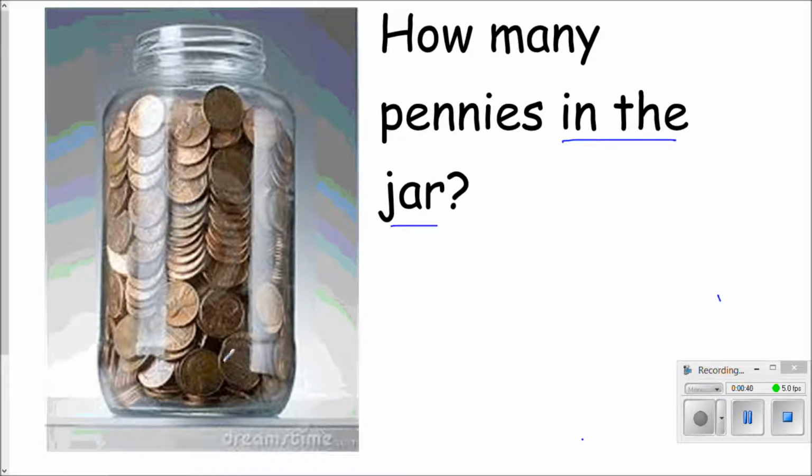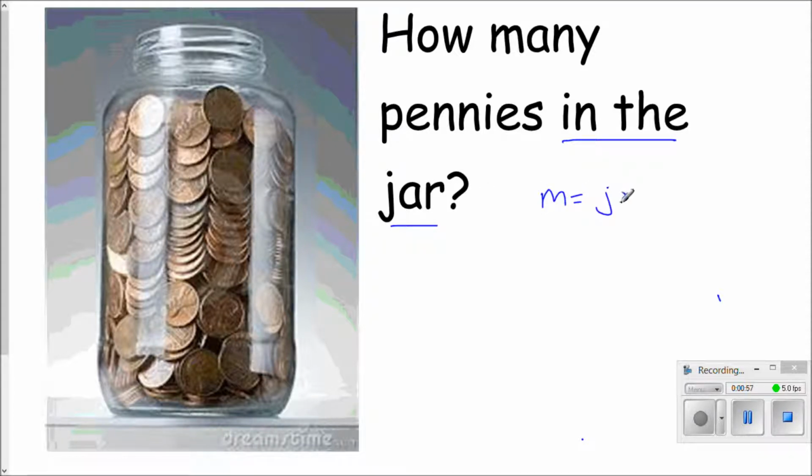I want you to make an assumption. Think for a moment, how could we count them without actually pulling them one by one? Because that would take a while. Is there an easier way? Well, the answer is yes, there is an easier way. Let's assume that we just weighed the whole jar. We found the mass of the jar.